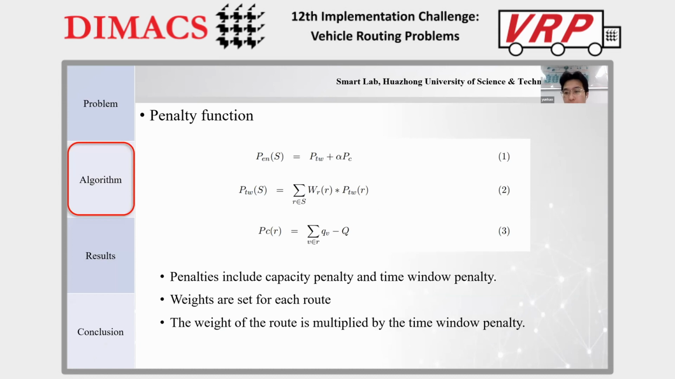The penalty of a solution consists of two parts: the time window penalty and the capacity penalty. We set a weight for each route. The weight of a route is multiplied by the time window penalty. How it works is described in the repair procedure section.